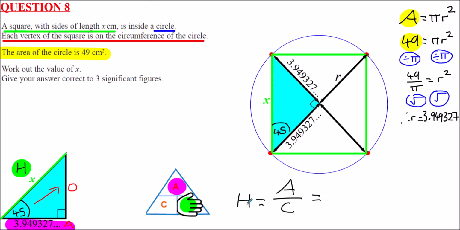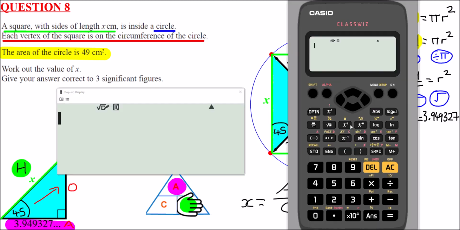And H is obviously our X. So in fact what I could do, I could just call this our X. The adjacent side is 3.949327, and C stands for cos of the angle in question, so it's going to be cos of this 45-degree angle. So I'm going to type this into the calculator carefully.